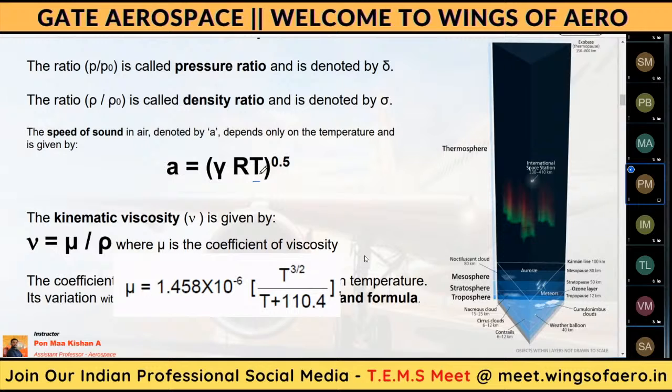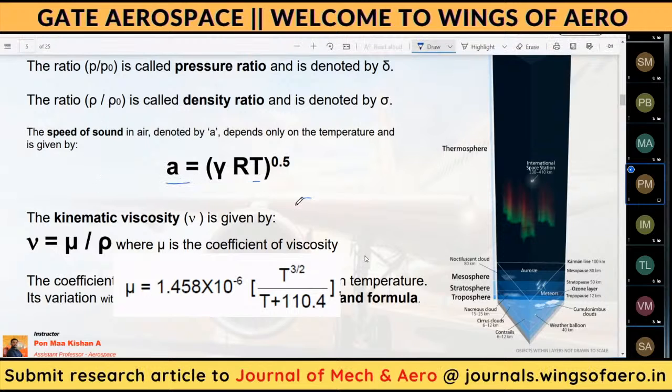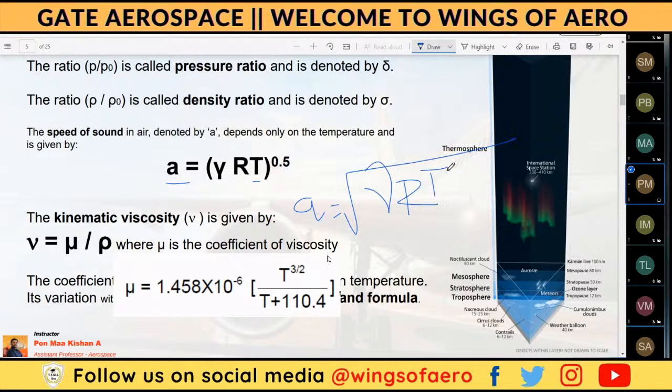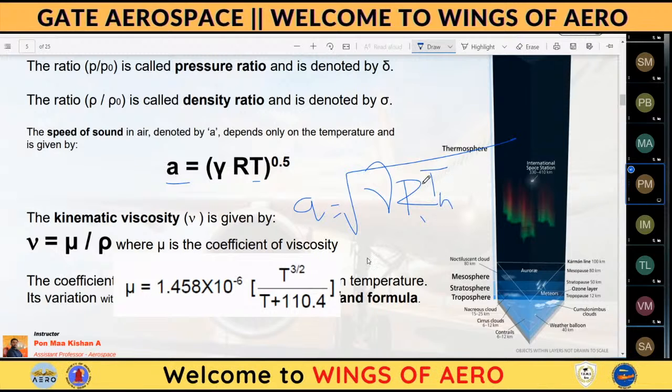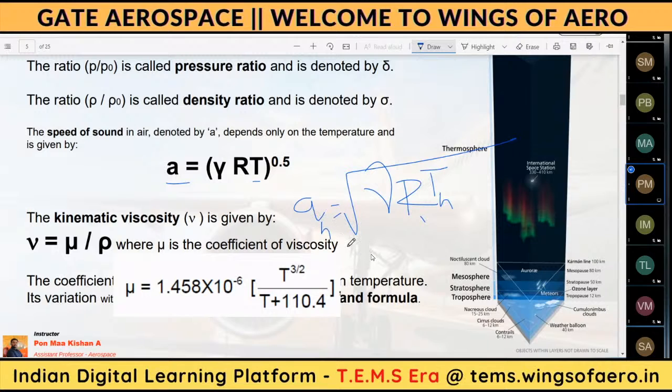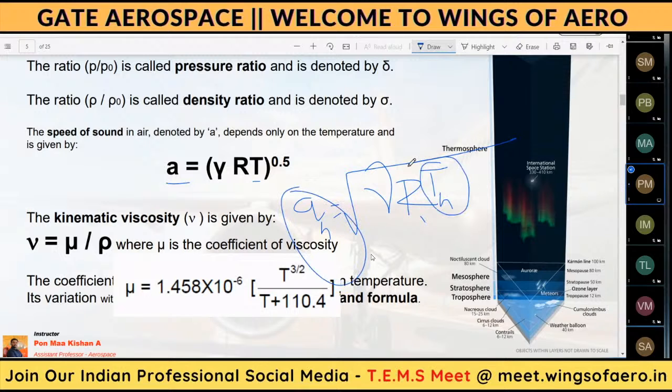Okay. So I hope you may have seen this formula: a equals square root of gamma R T. So gamma is 1.4, R is the gaseous constant, and T is temperature. So if I want to calculate the speed of sound at 5 kilometer altitude or at 10 kilometer altitude, at any altitude h, it purely depends upon the temperature at that particular altitude.